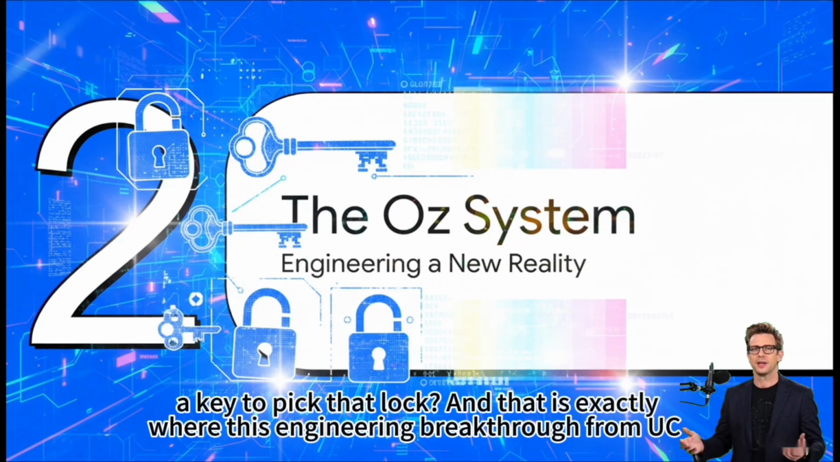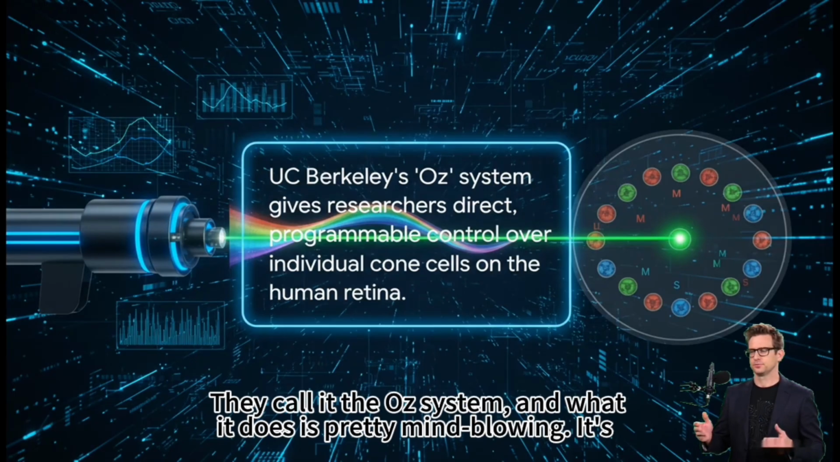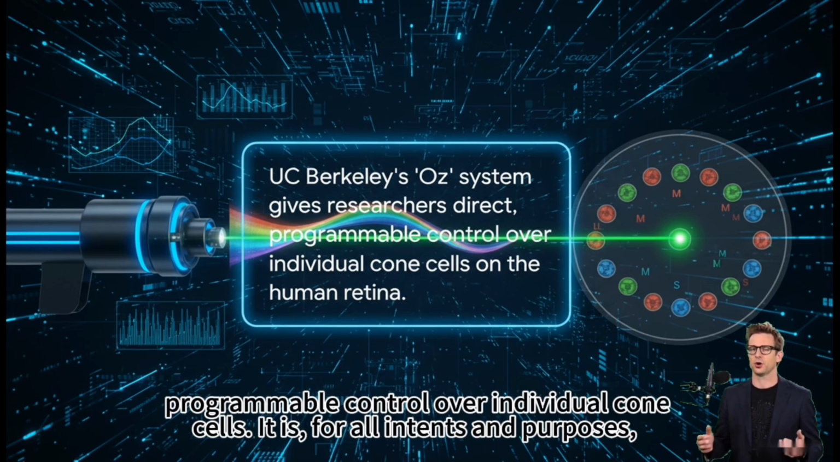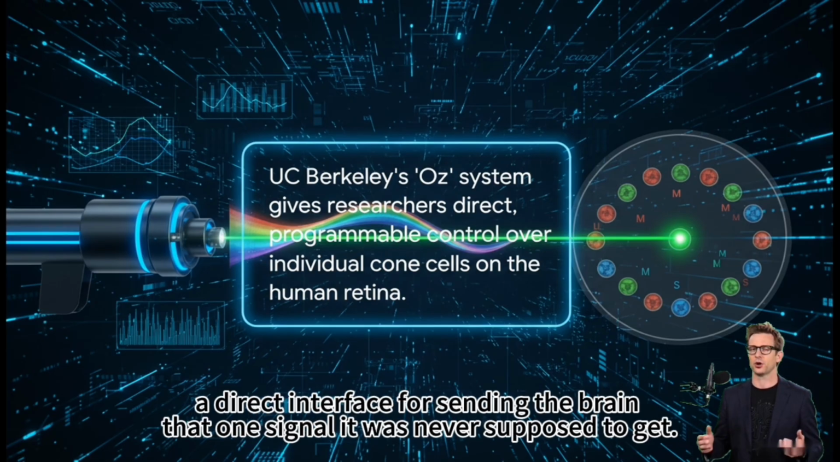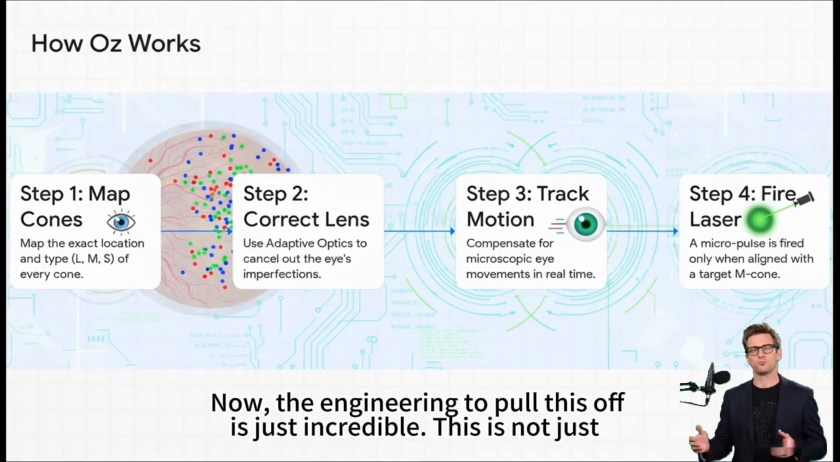And that is exactly where this engineering breakthrough from UC Berkeley comes into play. They designed a system specifically to bypass that biological wall. They call it the Aussie system, and what it does is pretty mind-blowing. It's designed to totally sidestep the messy reality of natural light and take direct programmable control over individual cone cells. It is, for all intents and purposes, a direct interface for sending the brain that one signal it was never supposed to get.